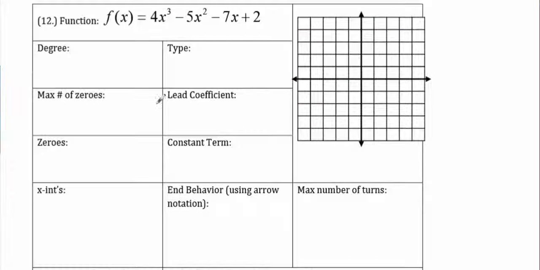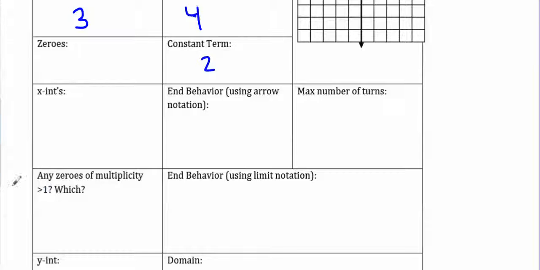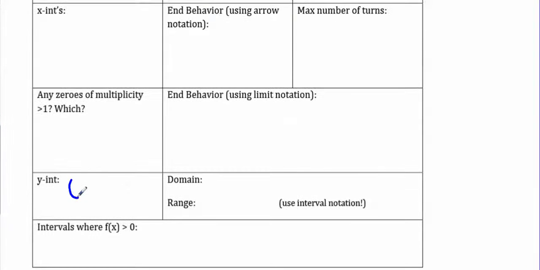On to 12. All right, so this is day 3, and we are graphing. So let's fill in as much as we can before we go ahead and graph the polynomial. So first, degree. We look at the highest exponent, and that's the degree. So the degree is 3. That means that the maximum number of zeros is 3. So look at the leading coefficient. That would be 4. And type, third degree, that is a cubic function. So zeros, I'm going to wait on that. The constant term is 2, and that also means that my y-intercept is 2. So I'm going to go ahead and fill that in as well.